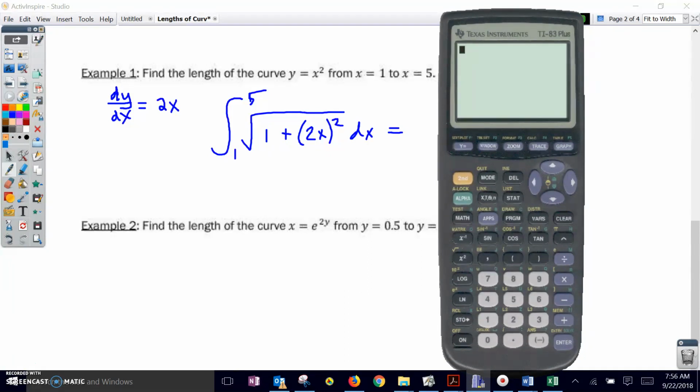is going to be the integral of the square root of 1 plus, and you can expand that out if you want to, or you can leave it as the quantity 2x quantity squared, whatever you're most comfortable with. I tend to expand it out usually when I'm typing it in so that I'm not adding all kinds of parentheses into my integral. And we find that the length of this curve is 24.395.